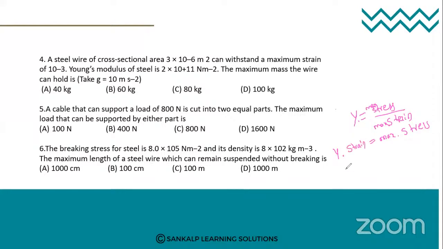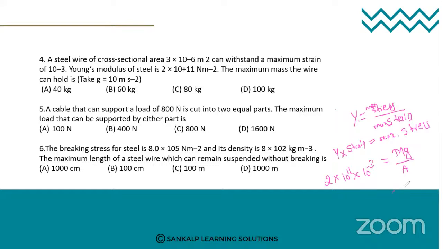As we know, stress is equal to force by area. So force is equal to mass into acceleration, upon area. Write it as it is. Then the Young's modulus value is given. What is the value of the Young's modulus? That is 2 into 10 to the power of 11, into the strain value. The maximum strain is given as 10 to the power of -3. So we just need to calculate the mass here.